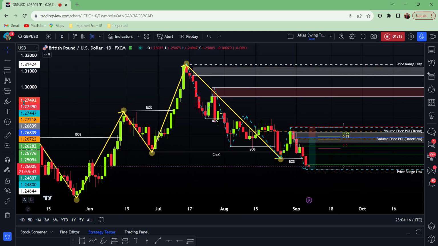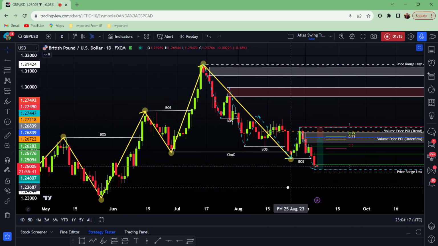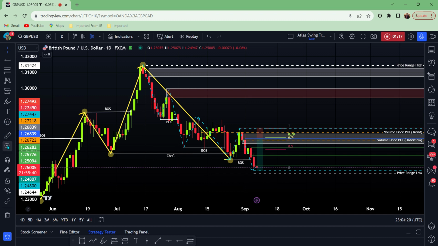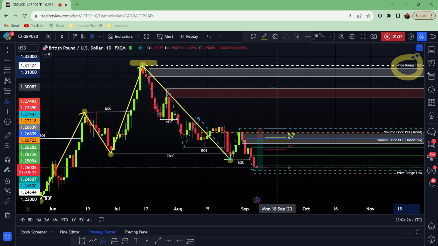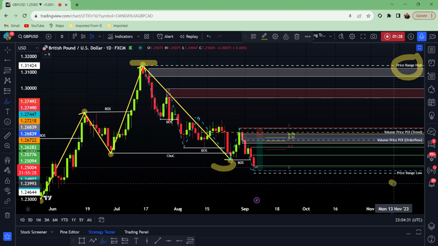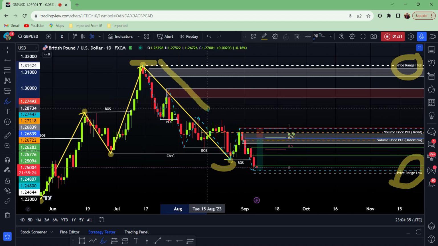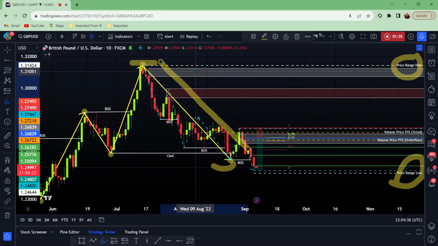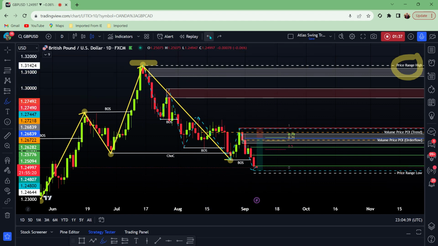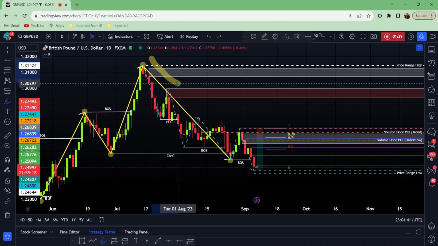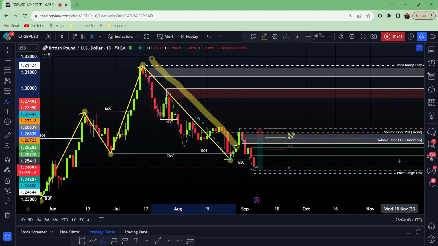The first thing we do, I know this chart is a little bit busy, but I'm going to explain what you're looking at. The first thing we did was mark off our trend high, as you can see right here, the price range high, and we marked off our trend low, which is right here. Trend high, trend low. So that gives you the broad range we're looking at, this price range from the high to the low.